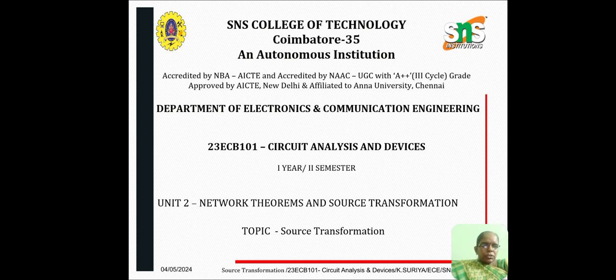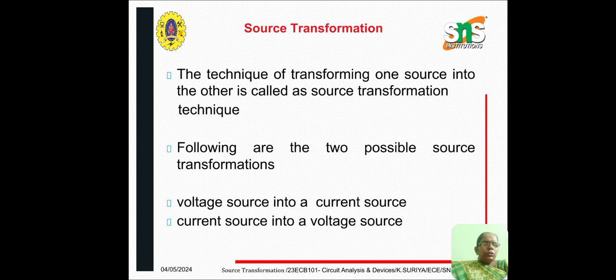In this video lecture, let us see about the source transformation method. Source transformation is very important in order to simplify circuits. It is a technique of transforming one source into another source. There are two possible ways of source transformation: one is the voltage source is converted into a current source, or the current source is converted into a voltage source.